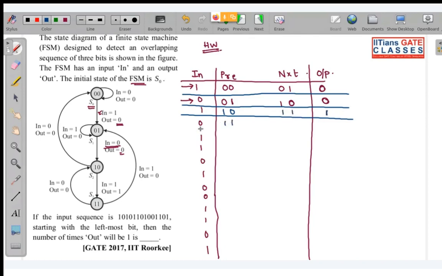Now look, present state is 1, 1, and input is 0. So if we apply input 0, output is 0 and we go to 0, 1. Output is 0. Next what we have? It is 0, 1. See, we are at 0, 1 and our input is 1. So when input is 1, we are at the same state and output is also 0.